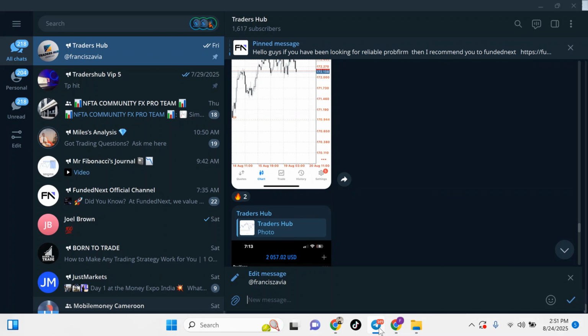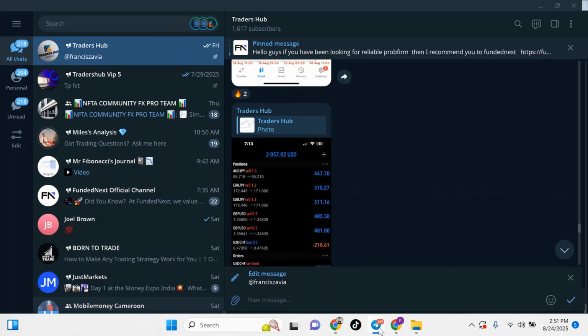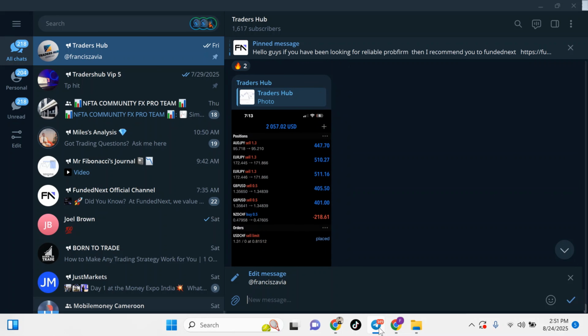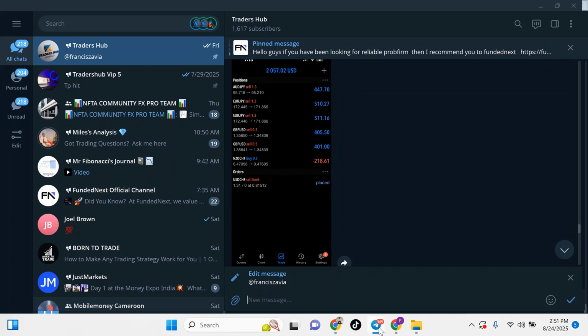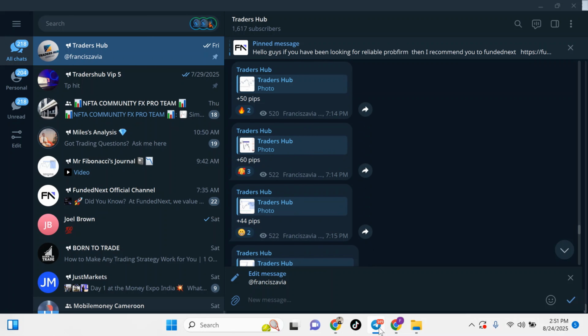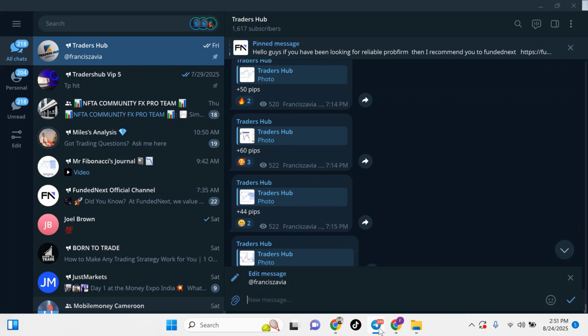This was the Euro JPY trade. That was the result. Then with the AUD JPY trade, that was the result. Then you can see the trader hit stop loss. That was it there. So he got 50 pips.